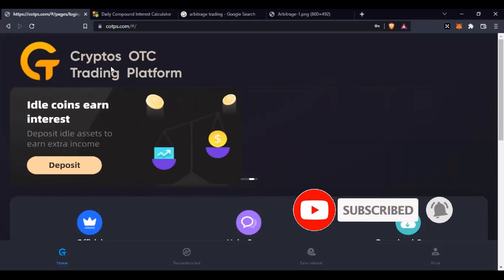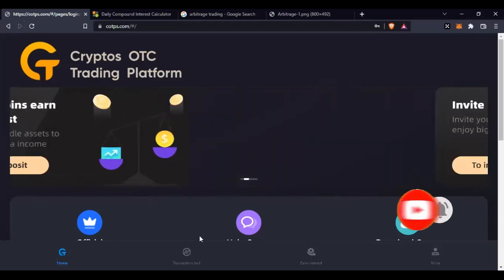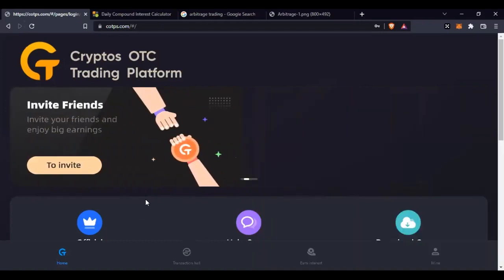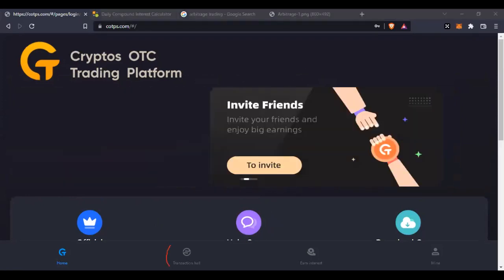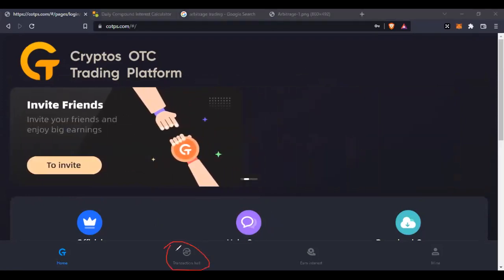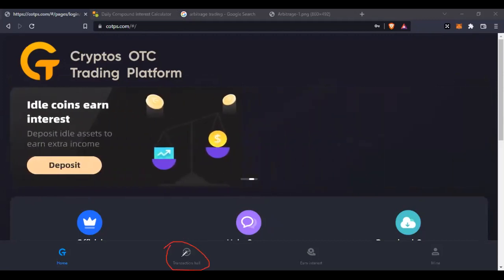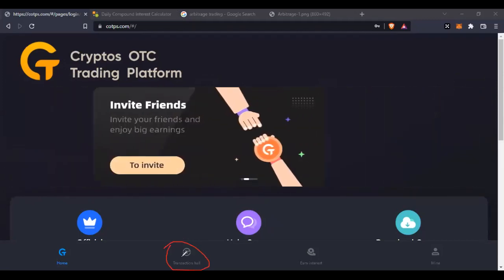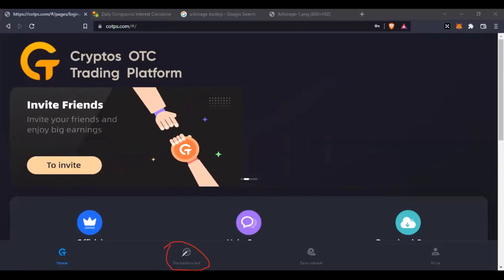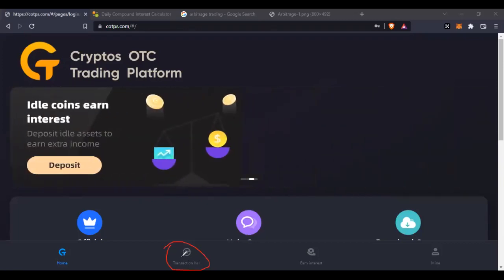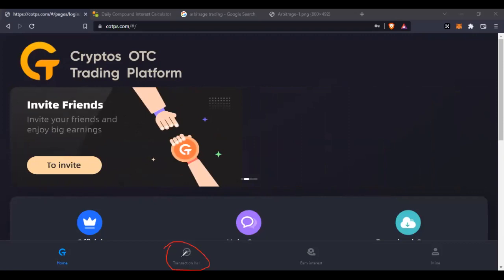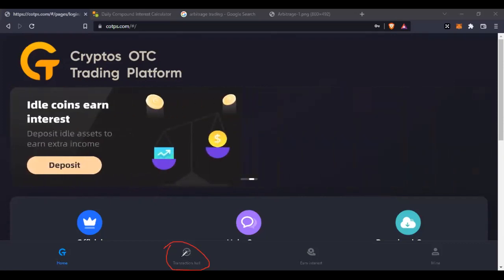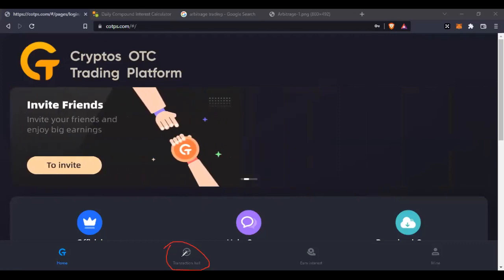So how the crypto OTC trading platform works is that when you come in here to this place where they say transaction hall, it is expected that you carry out a trade every 2 hours. For instance, if you have $1,000 in your account and you carry out a trade, you will have to wait until after 2 hours before you come back to initiate another trade.